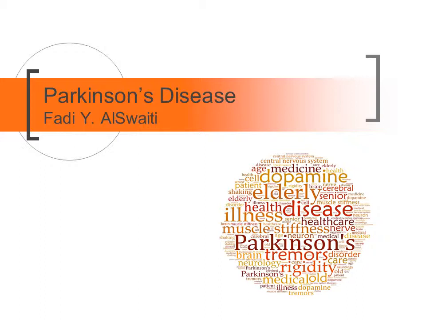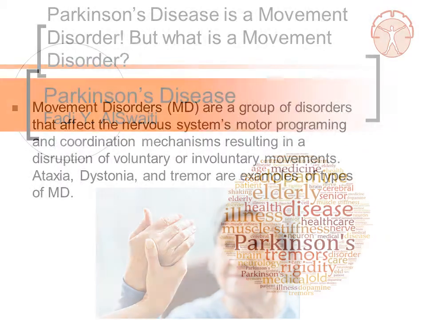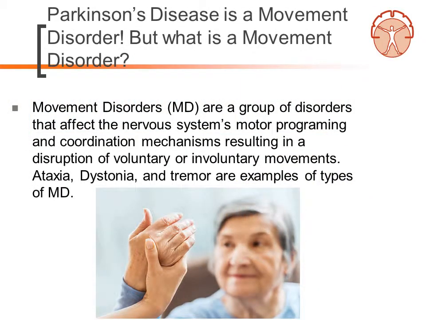Parkinson's disease is one of the most common neurodegenerative disorders affecting 60,000 Americans every year. PD is a part of a group of disorders called movement disorders. Movement disorders are a group of disorders that affect the nervous system's motor programming and coordination. Ataxia, dystonia, and tremor are examples of these types of movement disorders.